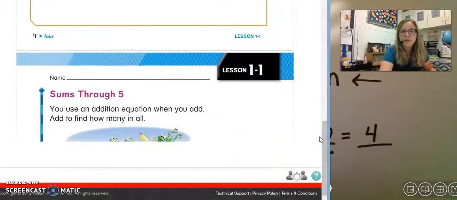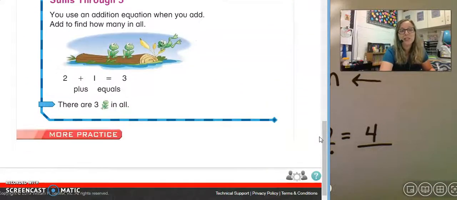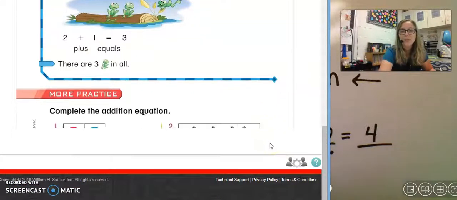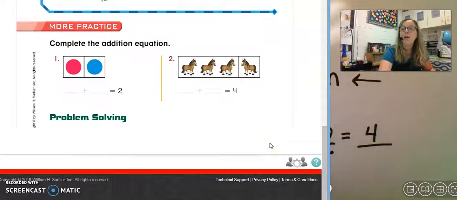Now if we go to the top of the next page, this is just a review of what we just talked about. 2 frogs plus 1 more is 3. That's an equation, and the total is the sum. And then we have this part that says more practice. I want you now on your own to go through and complete these problems. So write how many in the first box, how many in the second, and then check your answer by checking the sum or the total.